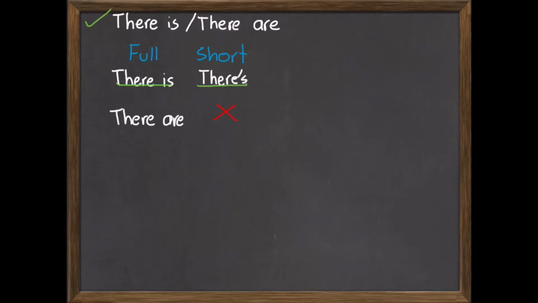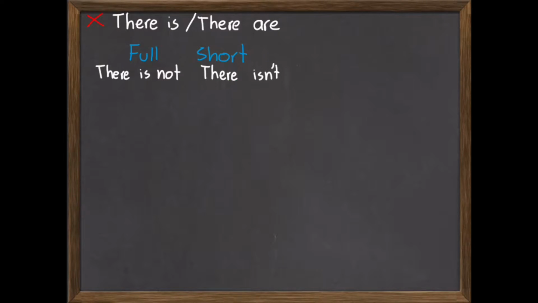Now the negative form for there is: there is not. And for the short form, it's there isn't. The shortened form is isn't. For plural nouns, there are not is the full form for there are, and for the short form, it's there aren't.